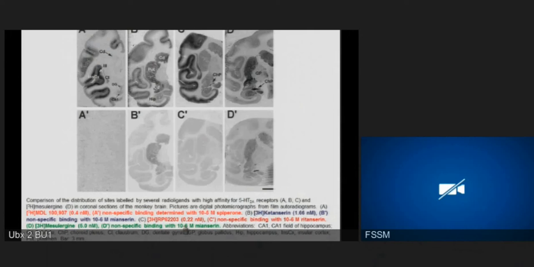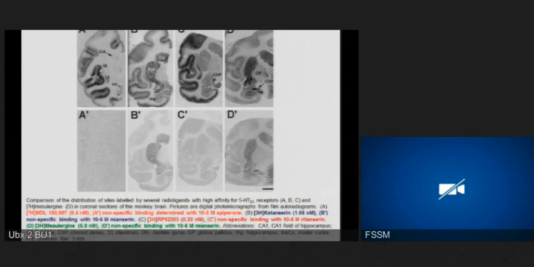Those authors used radiolabeled MDL in A, radiolabeled ketanserin in B, radiolabeled RP 62203 in C, and radiolabeled mesulergine in D. So at least for the first three radiolabeled ligands, they should label the same site.